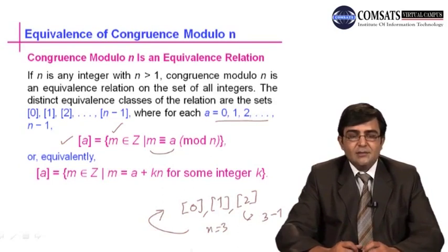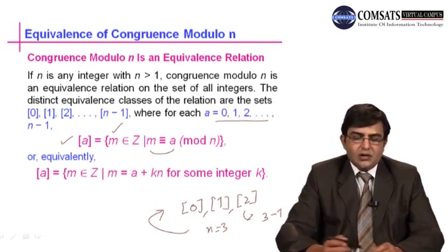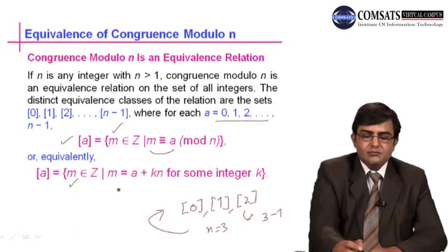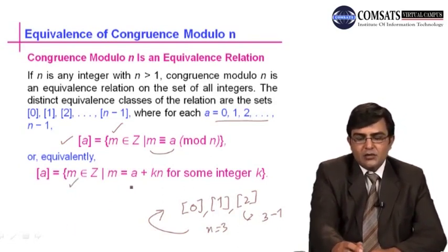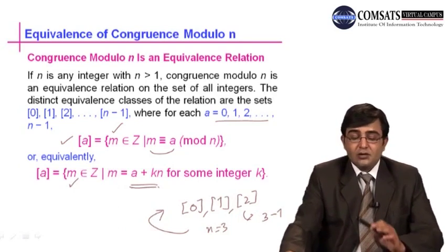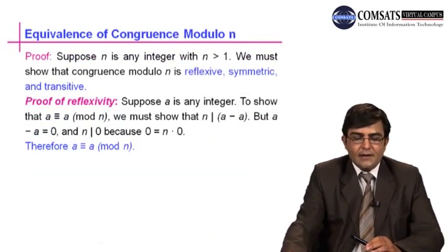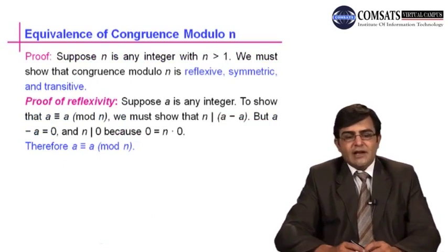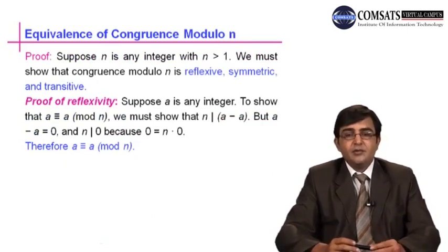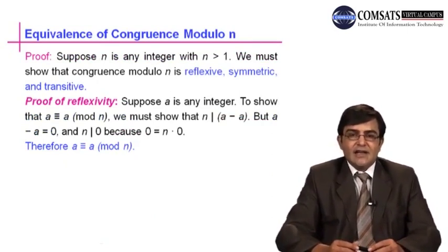That is, a must be related to m. Or equivalently, we can say that the equivalence class of a contains all those m which we can write in this form, as we have written in the case of the congruence modulo 3 relation. So first we have to prove that the congruence modulo n relation is an equivalence relation. So we have to prove that this relation is reflexive, symmetric and transitive.